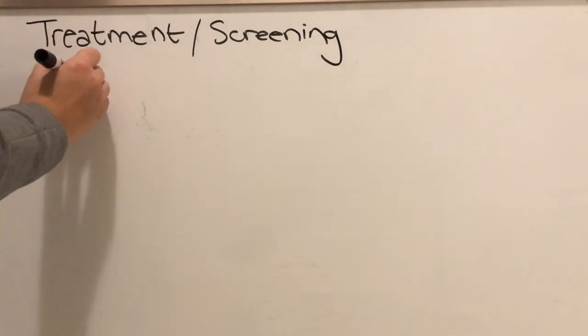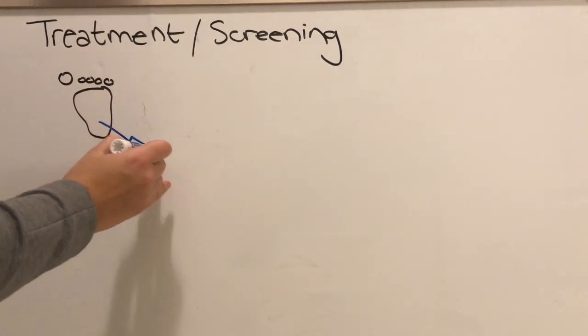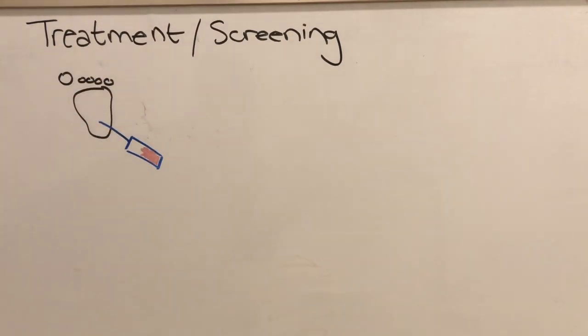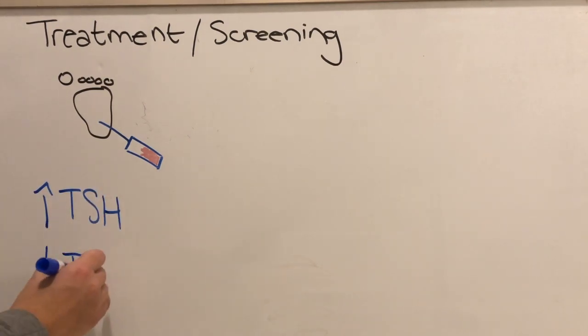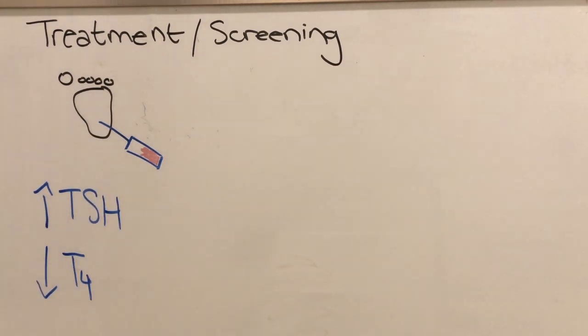Screening and treatment. CH is diagnosed by a neonatal screening blood test where the baby's heel is pricked and screened for many treatable diseases including CH. Specifically, CH is diagnosed where there are elevated TSH levels and low T4 levels.